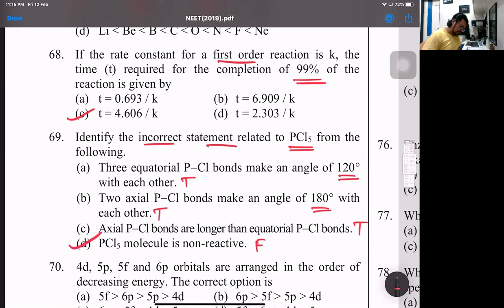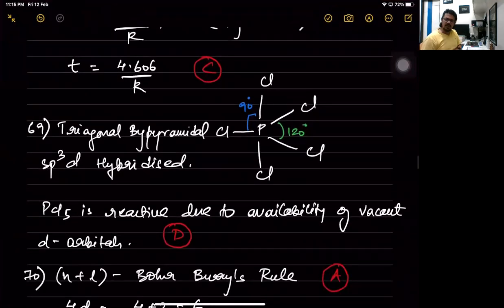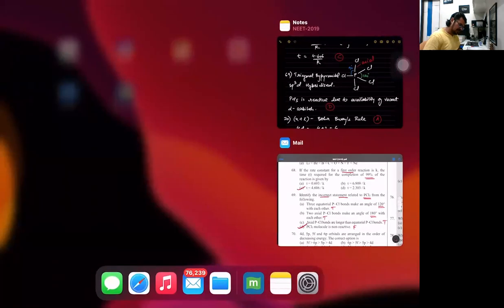Okay. So 69 is D. Trigonal bipyramidal. It's reactive because of the vacant orbitals and the axial bonds are longer. So these are the axial bonds which are longer. The angle they make, the P-Cl, is 90 degrees over there. But if you take this straight angle, Cl, P and Cl over there, then with each other it is 180 degrees. So 69 is D.